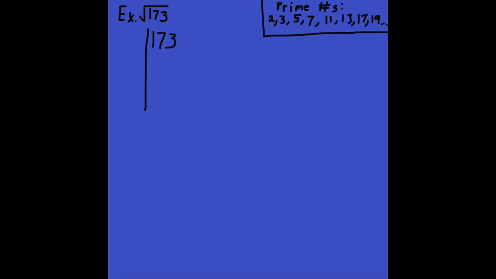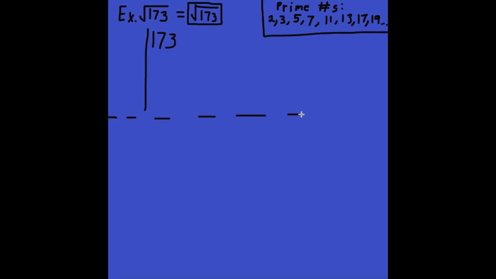That means that the square root of 173 equals the square root of 173. You can't simplify or break it down even further unless you use the calculator and input it, and it will give you a decimal. Other than that, there's no way to simplify it.